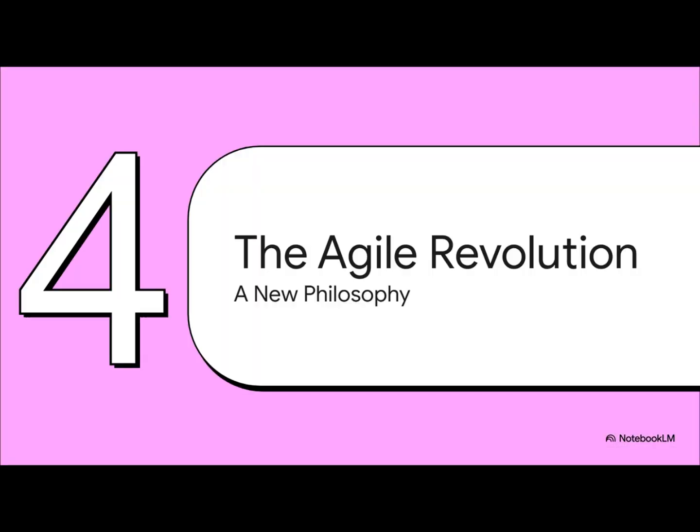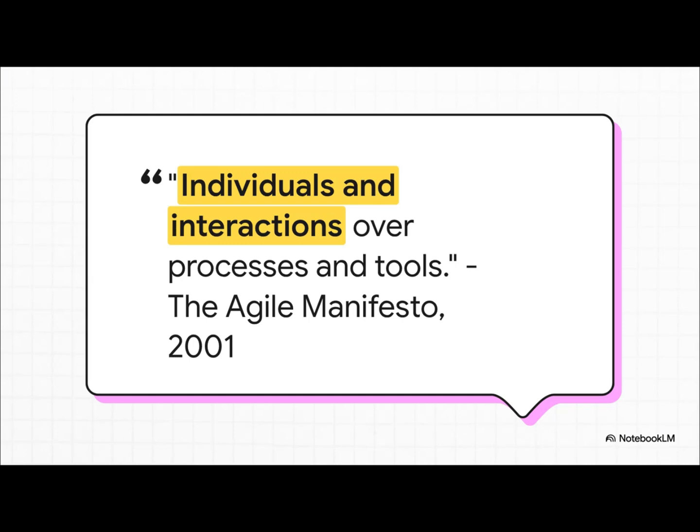But all of those were really just evolutions of the same core idea. Then in 2001, something truly different happened. It wasn't just another model, it was the Agile revolution. See, Agile wasn't just a new process, it was a whole new philosophy, and it was summed up in its famous manifesto.